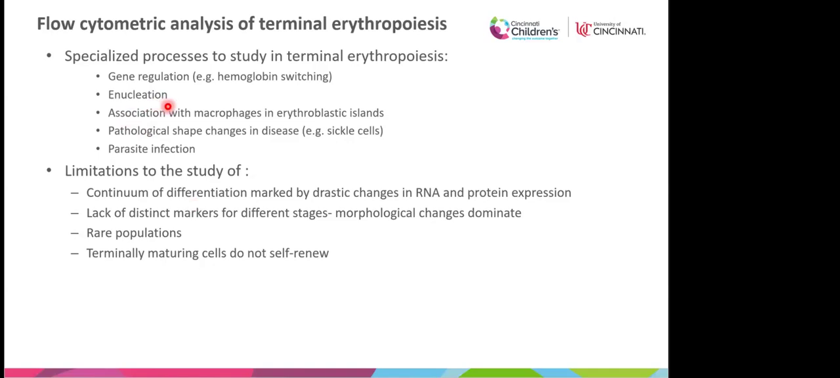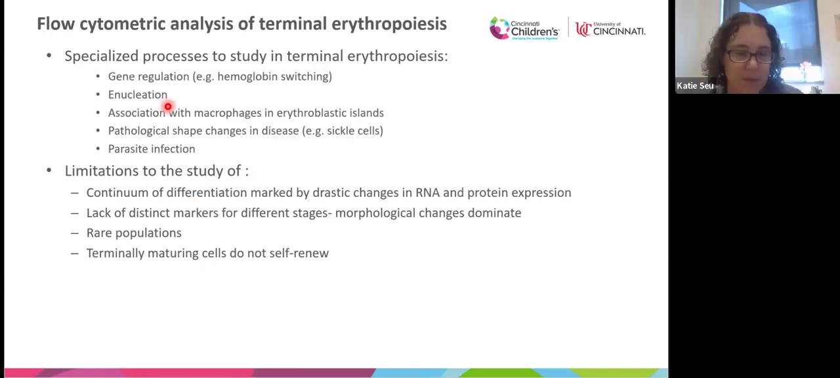These cells associate in cell clusters with macrophages within erythroblastic islands, and that's something that's been of great interest lately in the field. There's pathological shape changes, so again, this morphology aspect that you can't really capture with flow cytometry, and that's relevant mostly in sickle cell anemia, but probably in other pathological conditions as well. I've seen uses where they use it to look at parasite infections with Plasmodium. So there's a lot of things that you can do with imaging flow cytometry to study these things.